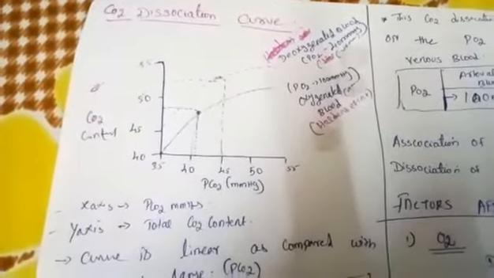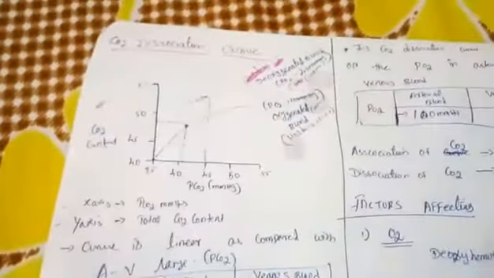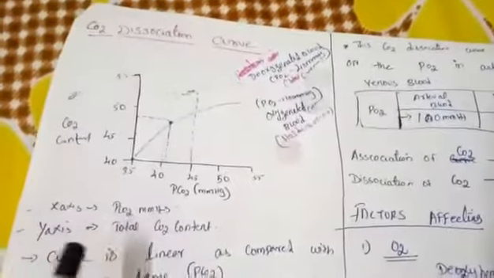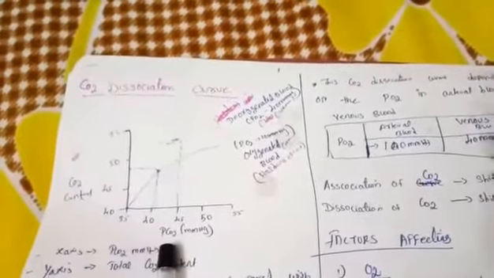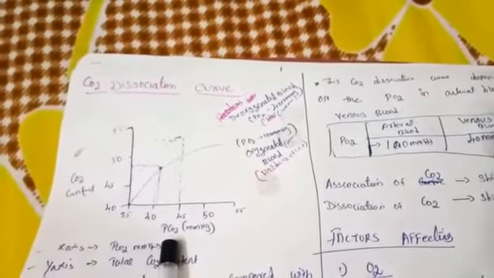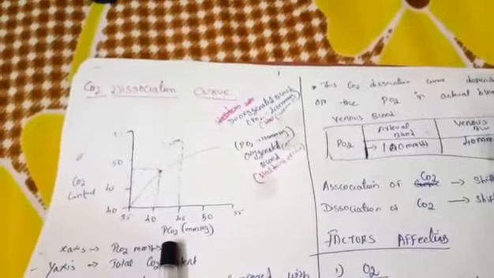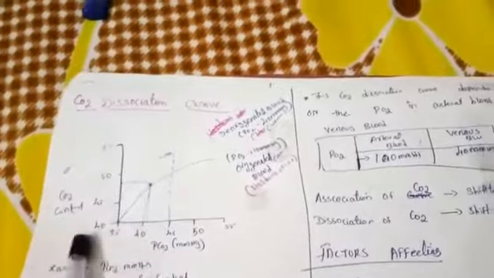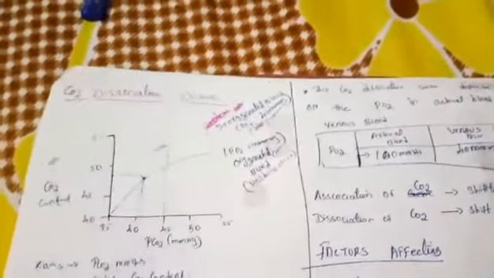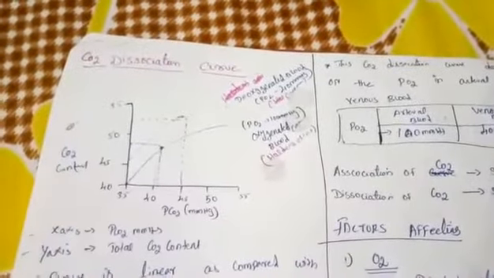Now we'll see the carbon dioxide dissociation curve. It's a little bit difficult, so we'll see it in a simpler manner. First we'll see what is present on the x-axis. Here we'll mention the partial pressure of carbon dioxide in mmHg, meaning the pressure created only by carbon dioxide. And the y-axis belongs to carbon dioxide content in the blood.